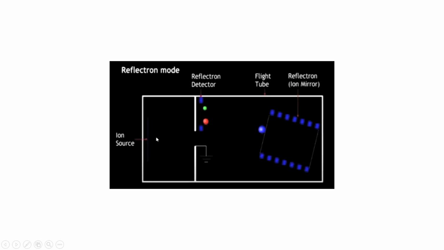So the ion source will come here. The ionized samples will come towards this direction. Then after hitting the reflector, it will go towards the detector. So now it will get more time to get separated, and much better separation and analysis can be done using this technique.